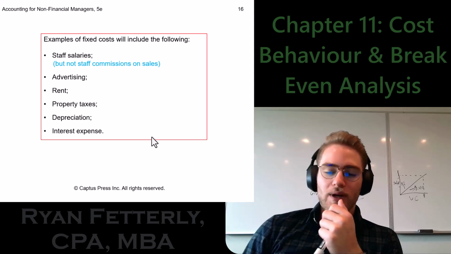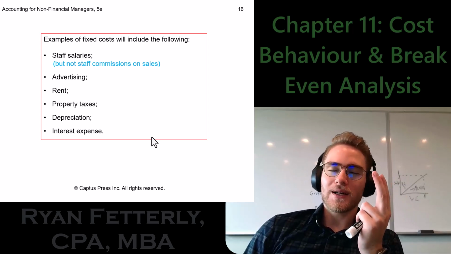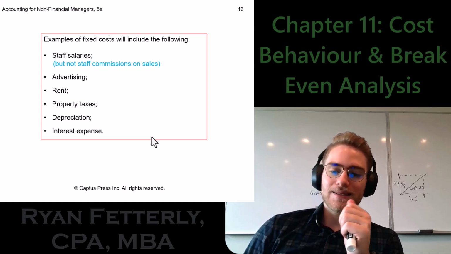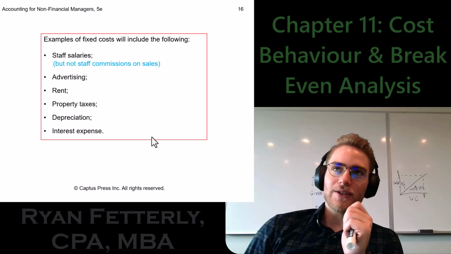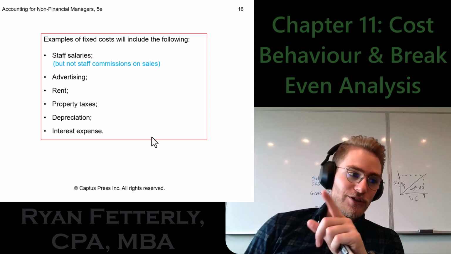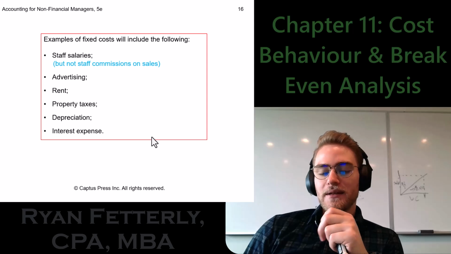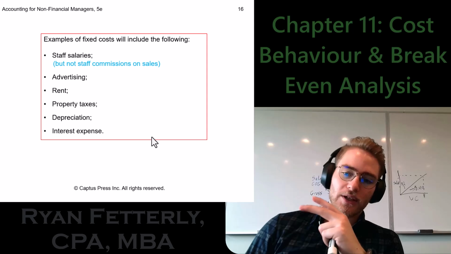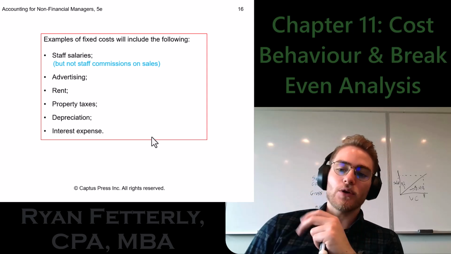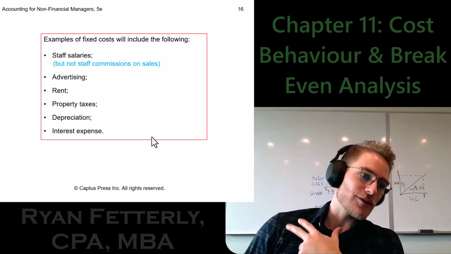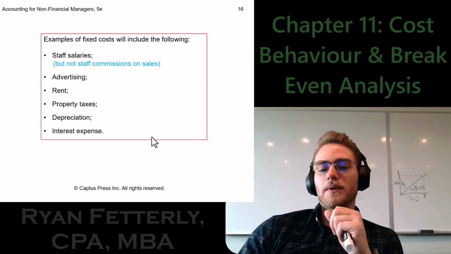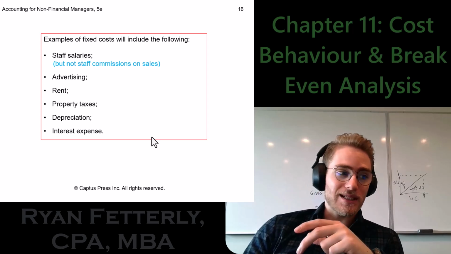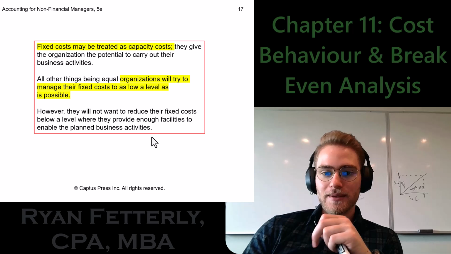Same with rent, you usually lock into a lease for a certain amount of time, and that lease doesn't usually change based on your sales. Property taxes, you're usually not telling your local government what your sales are, and they're not adjusting the property taxes. It's usually a constant rate. Depreciation, interest expense, it's unrelated to sales, right? It should remain constant. And then your staff salaries, outside of commission that's paid, but your admin staff, your accountants, your HR people, all those people should remain relatively constant, whether you have no sales or 3 billion in sales, right?